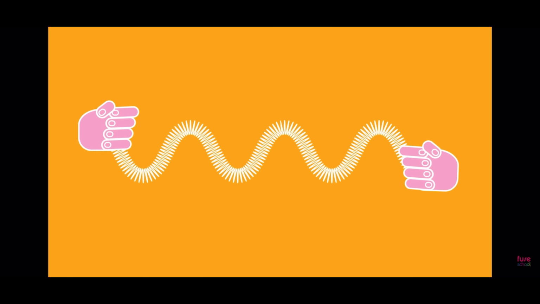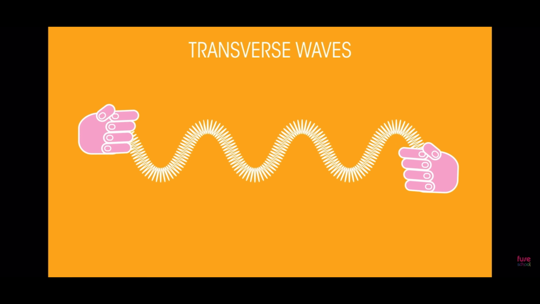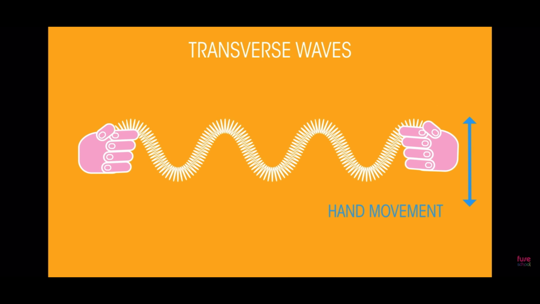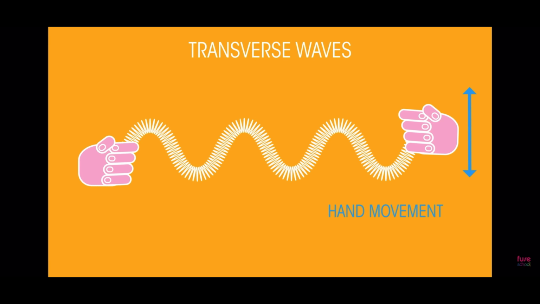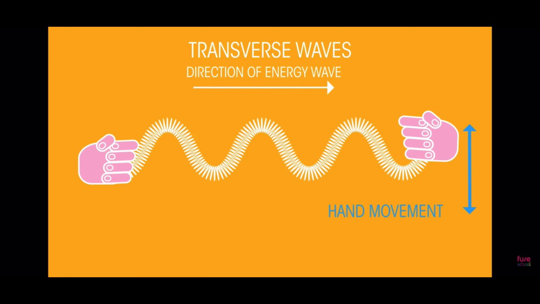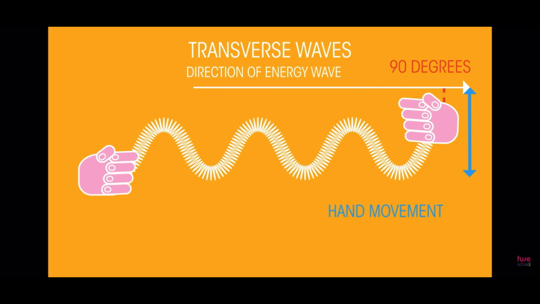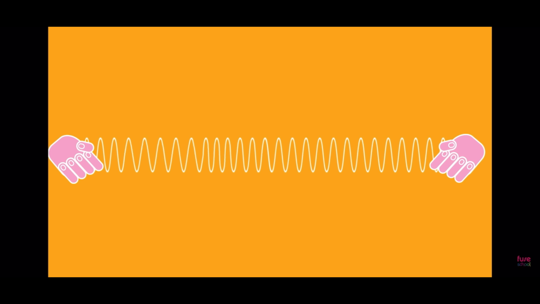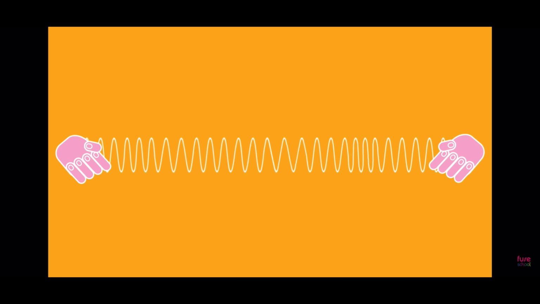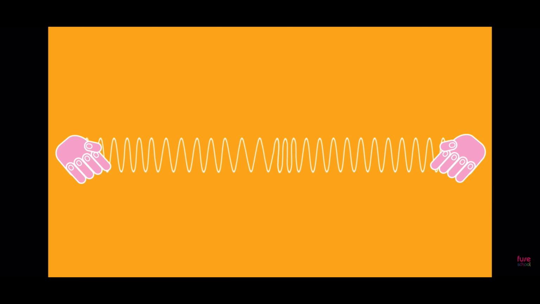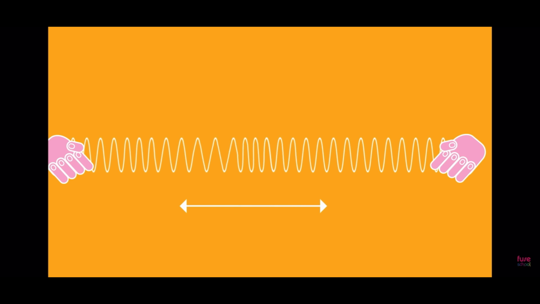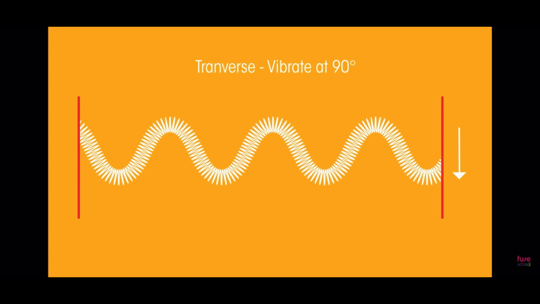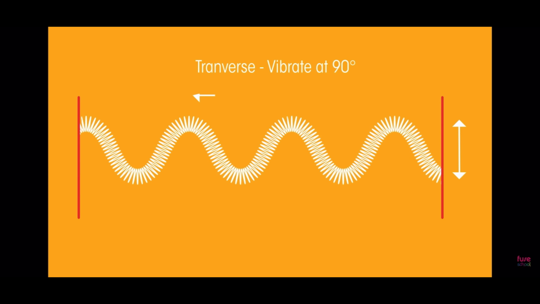Let's look at another type of wave, transverse waves. The hand moves up and down, as does the slinky, but the wave itself moves from left to right, so the particles vibrate at 90 degrees to the direction that the energy is moving. We can simply think of it as, in longitudinal waves, the hand pulses horizontally, pushing and pulling, and the wave energy also moves horizontally, back and forward. Whereas in transverse waves, the hand moves up and down, but the wave energy still moves horizontally.